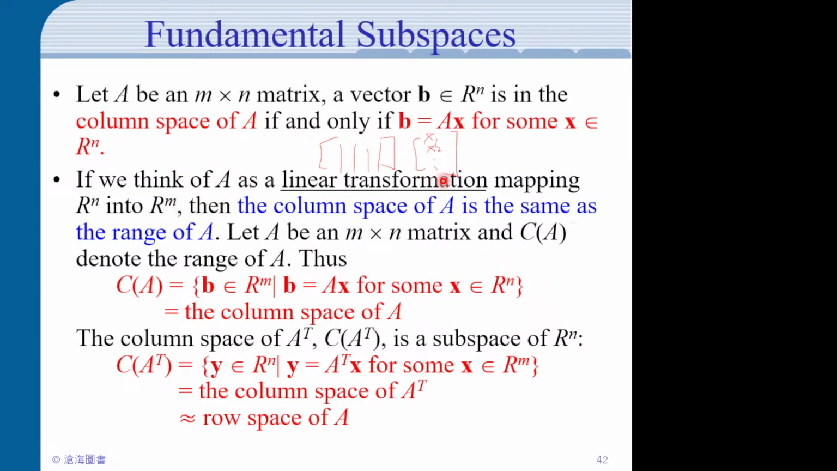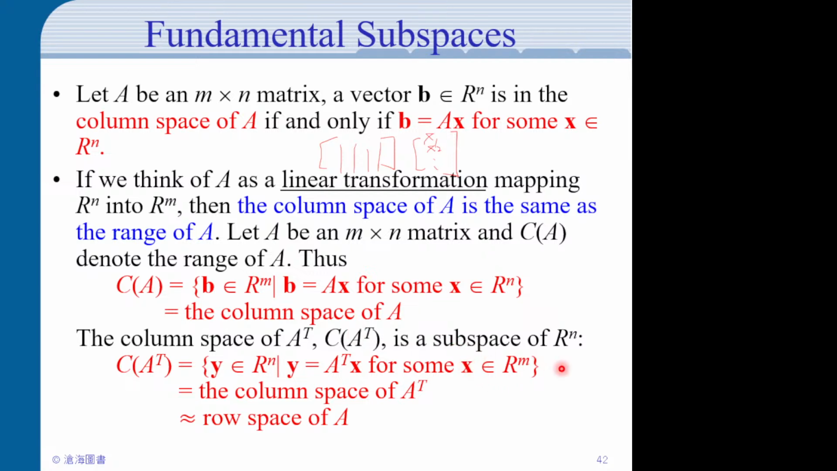So you think about all possible x and what those column linear combinations will map into. Okay. And so C of A is the range of A, and as we said, it is all possible b that we get from b equals Ax for some x, and it's the column space of A.